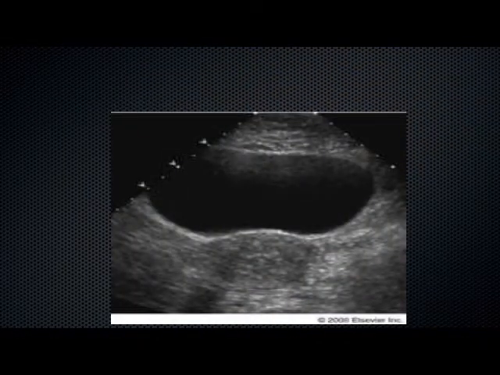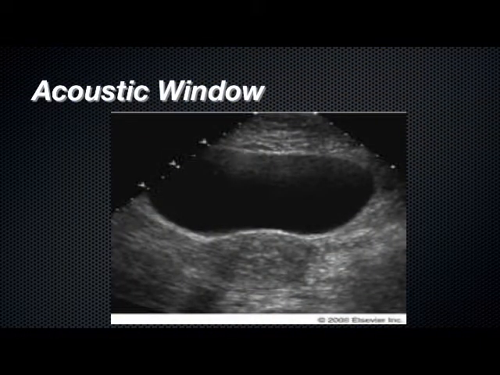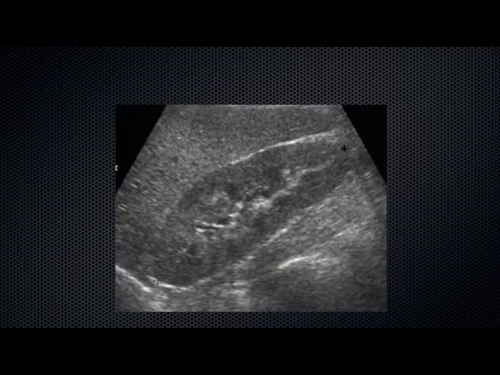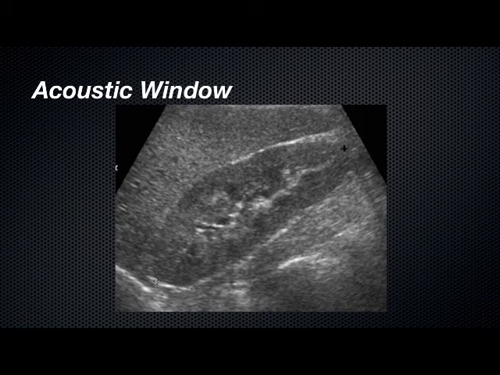Okay. So this is one example of an acoustic window. This is the bladder. The bladder is often filled with urine, and so it's very easy to transmit sound waves through. And this is another example of an acoustic window. This is the right upper quadrant. To the left of the screen you see the patient's liver, and then to the right, that football-shaped structure is actually a kidney. Because the liver is a very fluid-rich organ, it's fairly easy to see through.